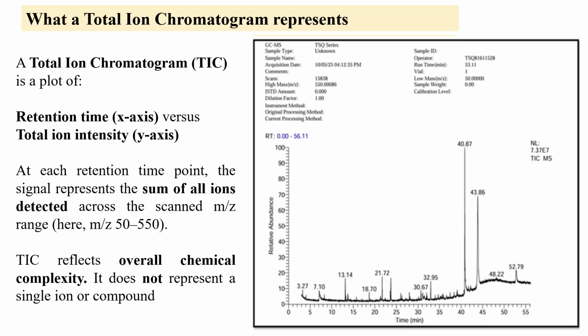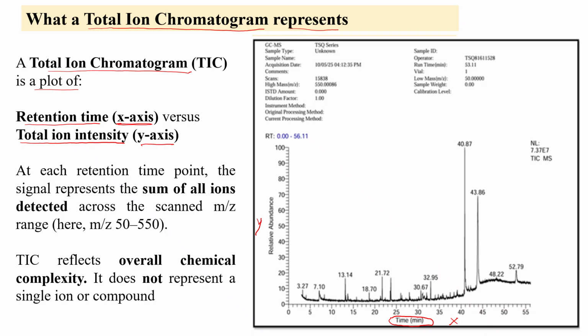We will begin with what a total ion chromatogram represents, or what is a total ion chromatogram. A total ion chromatogram, or TIC, is a plot of retention time on the x-axis versus total ion intensity on the y-axis. So you can see here this is the retention time on the x-axis, and this is the total ion intensity, or the relative abundance, on the y-axis.